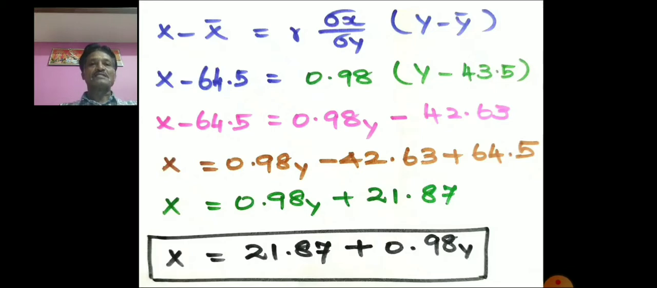The correct form is x equal to a plus b y. So first x, here the a value is 21.87 and b value is equal to 0.98. So here x equal to 21.87 plus 0.98 y. So this is the regression equation for x on y.